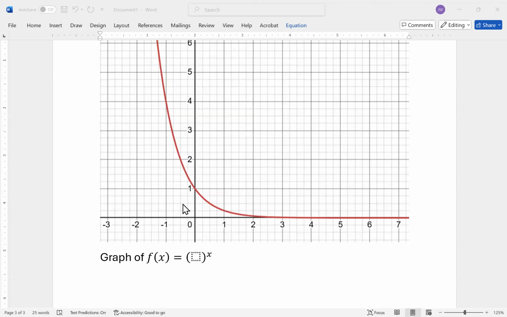So if I plug in -1, does this go through 4? It looks to go through 4. So plugging in -1 gives me a 4. That means the base needs to be the reciprocal of 4, which is 1/4. So this is the graph of f of x equals 1/4 to the x power. Hopefully that makes sense. Our base exponential functions can be identified if we're given the graph.